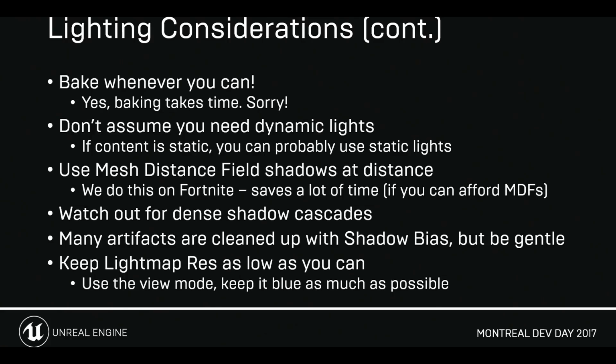So watch out for dense shadow cascades. Make sure you're aware of shadow bias. It'll clean up some artifacting. You can overuse it as well. Generally, if you're doing a dynamic sun, you'll want to limit the angles that your sun can move just so you don't have to bias too much. And always keep your light map resolution as low as you can, which we kind of already covered.